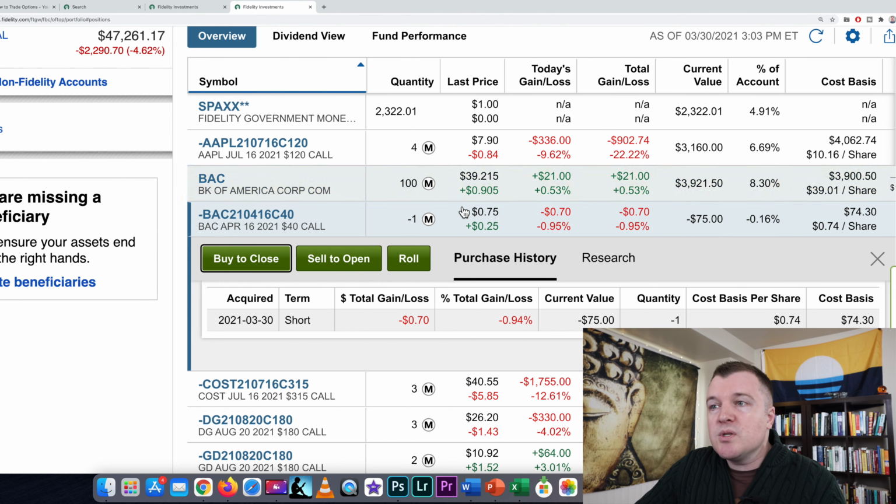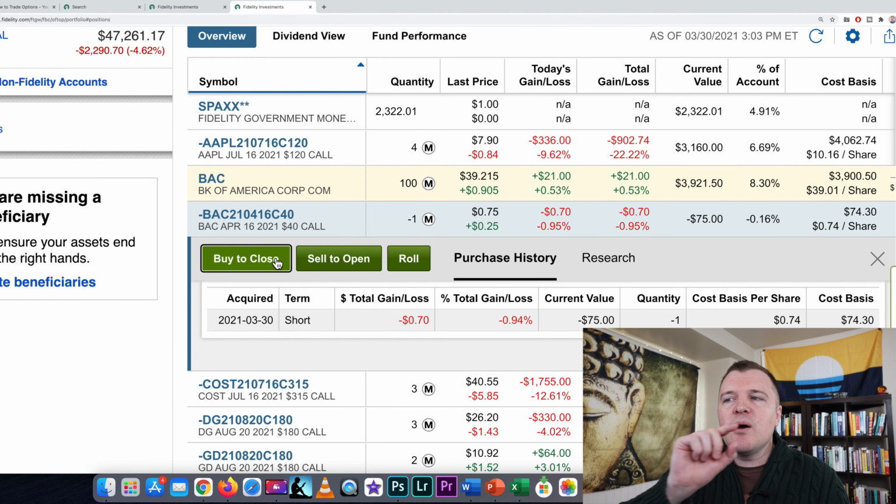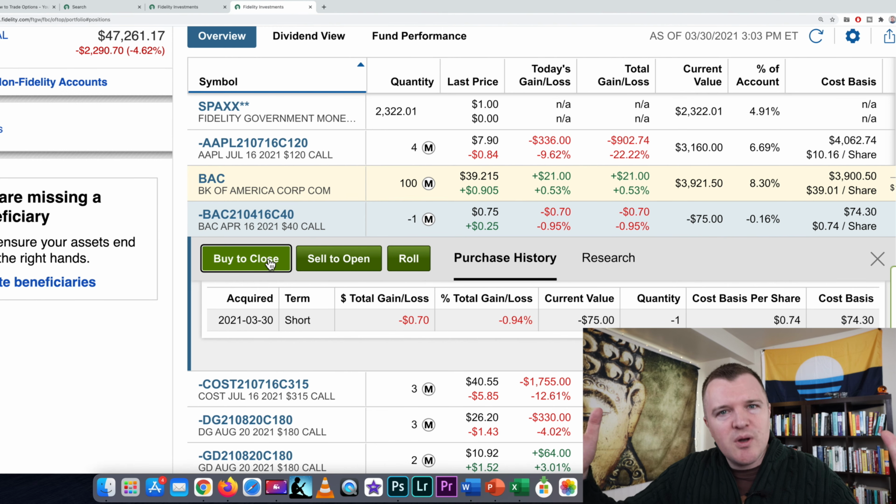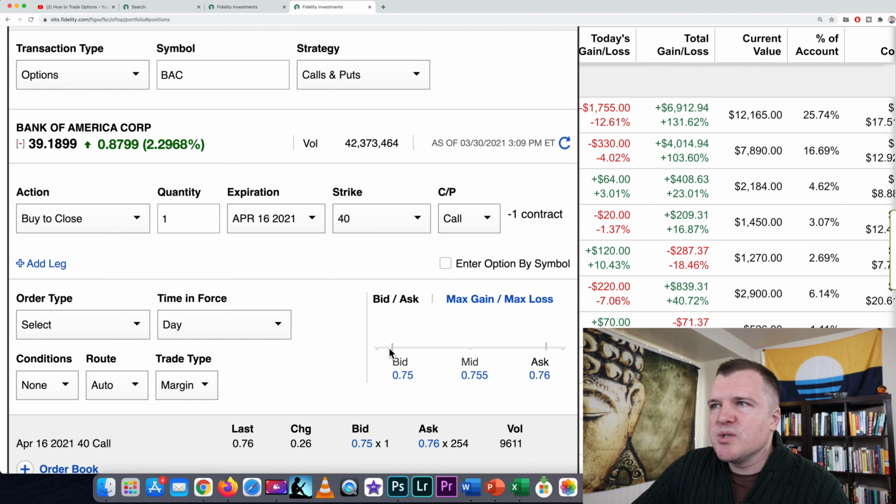So what you can do to exit this position is click on buy to close. So you sold to open to get in and you got this -1. You now have to buy to close the exact same contract to exit it. -1 + 1 = 0. It'll cancel out. Here's the trading window.